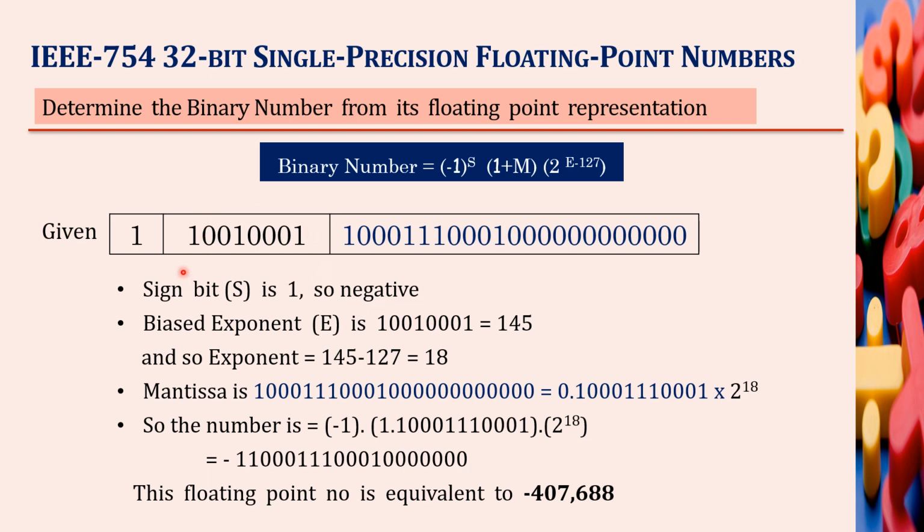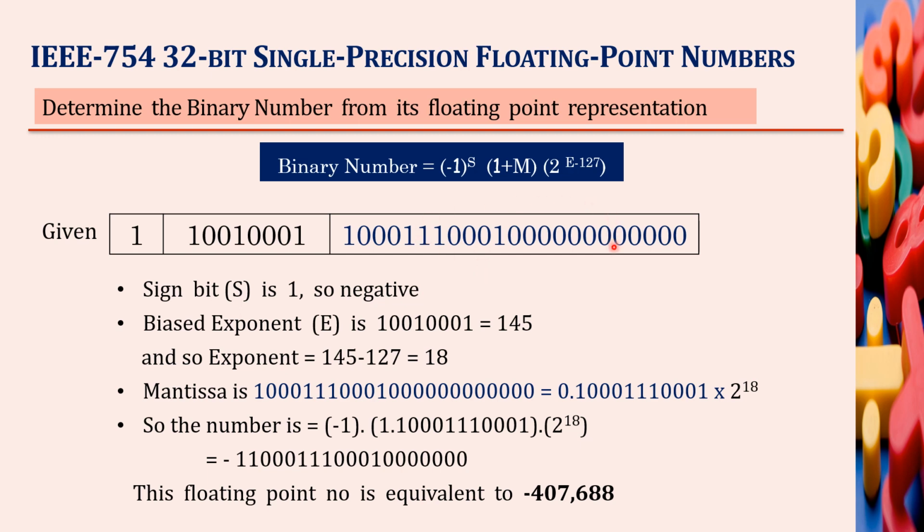Then the next 8 bits represent the biased exponent, whose decimal equivalent is 145. Since it is a biased exponent, to find the actual exponent we subtract 127 from 145. 145 minus 127 is 18, so 18 is the actual exponent. Now we have the sign part and the exponent part. We need to find the mantissa part.